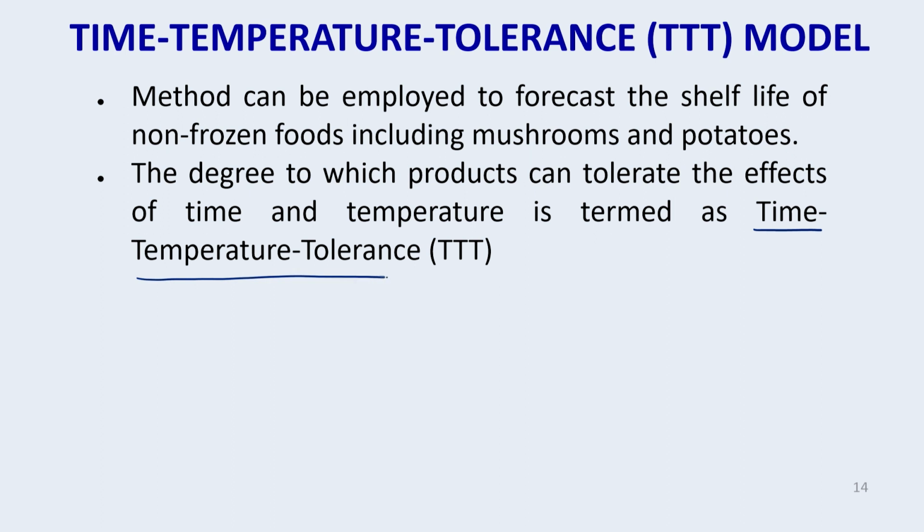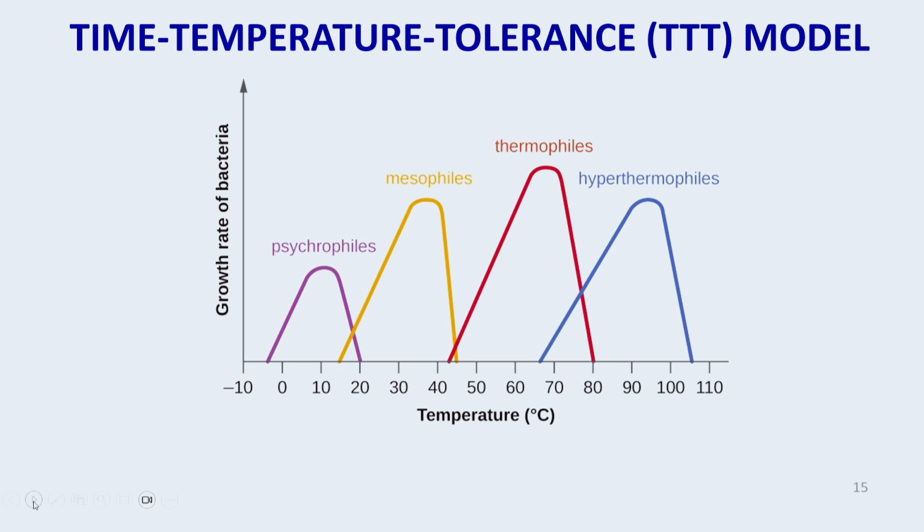The extent to which the product can tolerate, can withstand the impact of the temperature with respect to time. That is why it is called the time temperature tolerance model. So this is the time temperature tolerance model. If you see, the y-axis is the growth rate of bacteria and the x-axis is the temperature. So here, there are different classifications of microorganisms based on the temperature range.